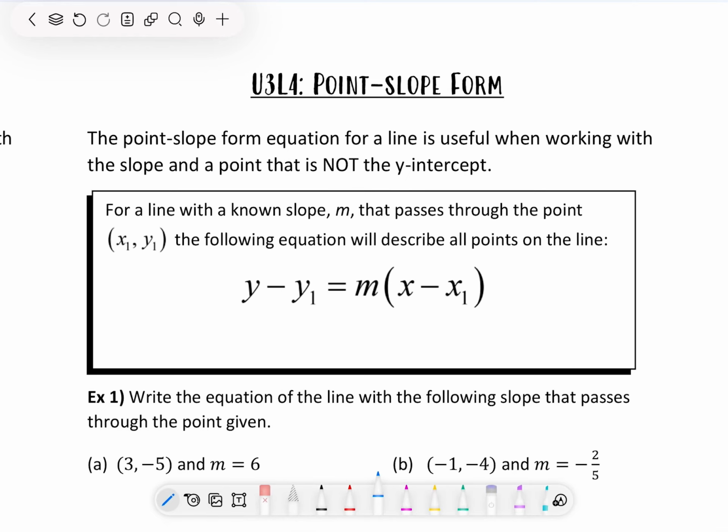Welcome to U3L4, point slope form. In this lesson, we're going to talk about the point slope form equation of a line and, of course, apply it to our geometry concepts of parallel and perpendicular lines.